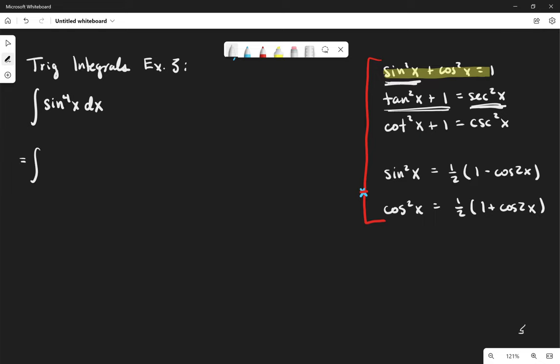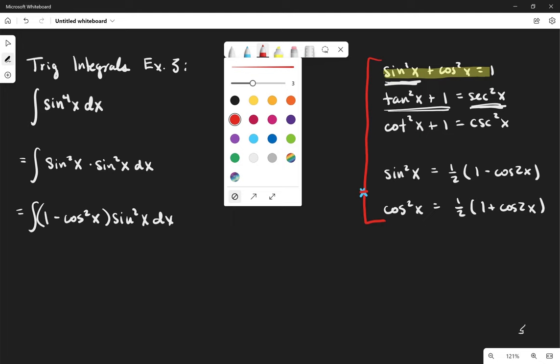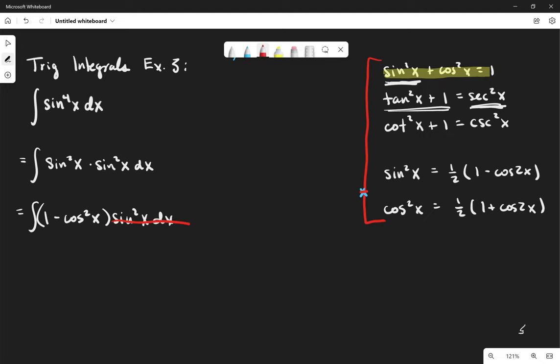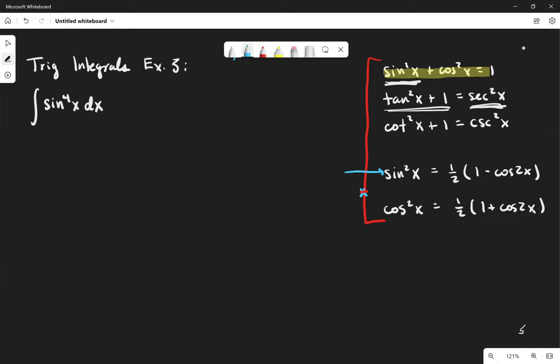Because if I try to use this identity, I'll have to break off a sine squared, which leaves me with another sine squared. And then if I try to change this into 1 minus cosine squared, I really have no way of doing u equals cosine. Because u equals cosine will get rid of one of the sine x from the derivative, but I still have another one here that's causing me trouble. So this probably isn't the way to go. Now these last two identities are probably going to be what's useful. So we're actually going to do that.